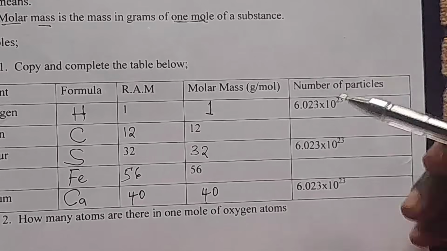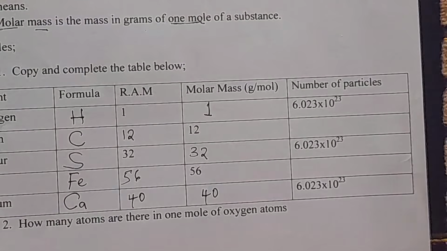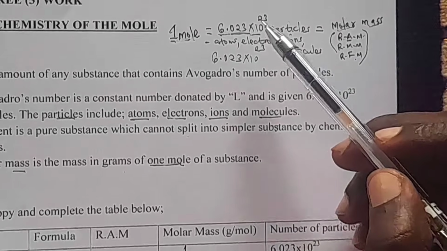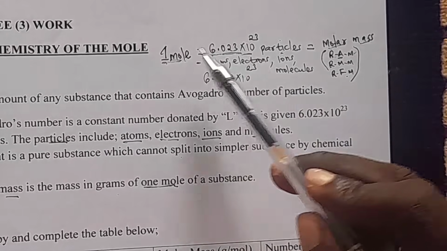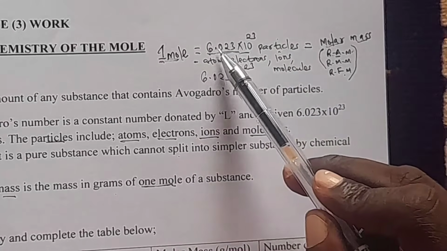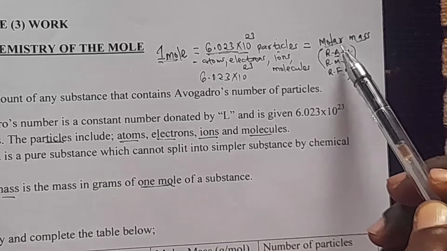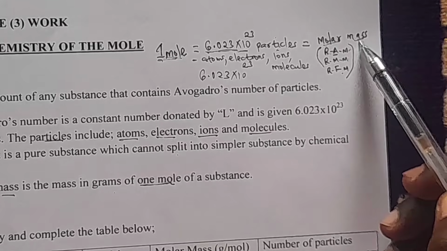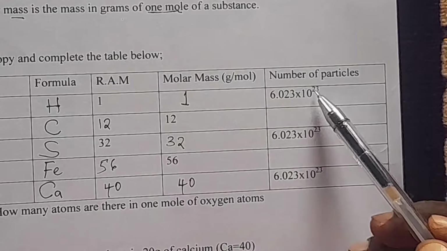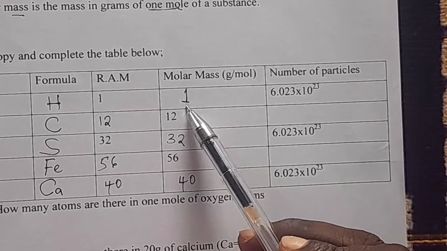So let's come to see the number of particles. These are now elements. We said 1 mole is equal to Avogadro's number of particles, as we have seen from the formula here, which is given by 6.023 times 10 power 23 number of particles. It will be equal to the molar mass of the elements. So here, the number of particles will be just 6.023 times 10 power 23 number of particles when you are dealing with the molar mass of hydrogen, which is 1.